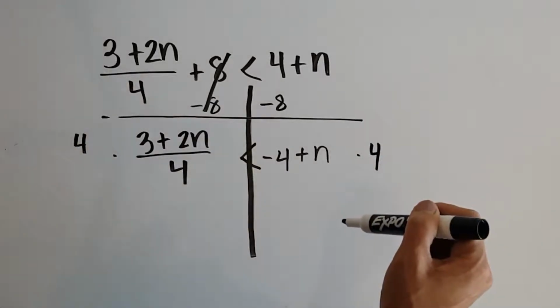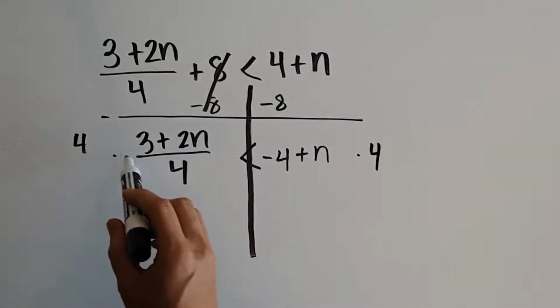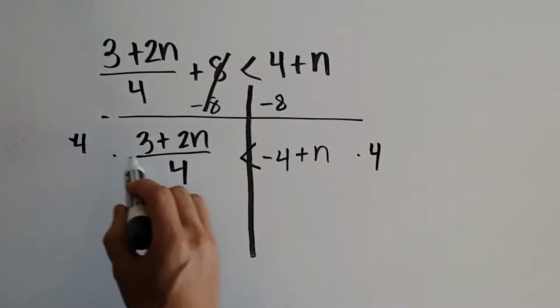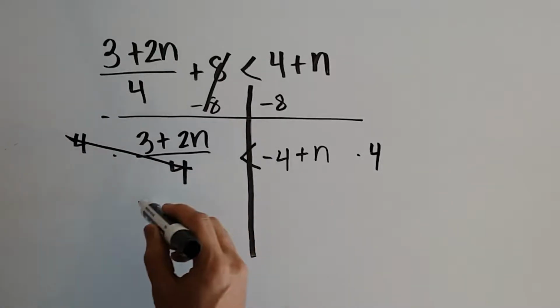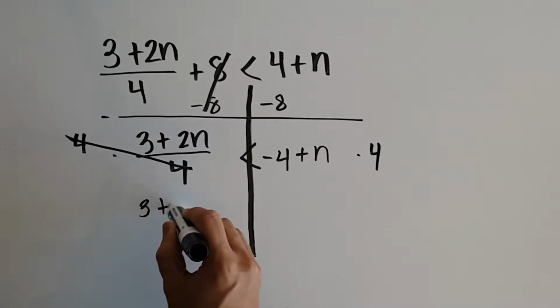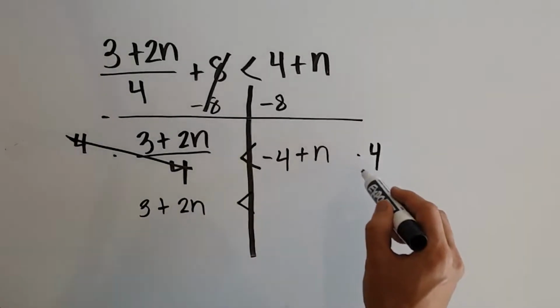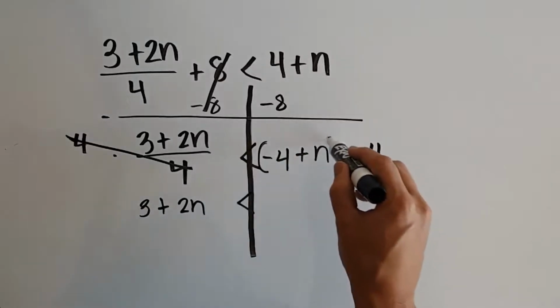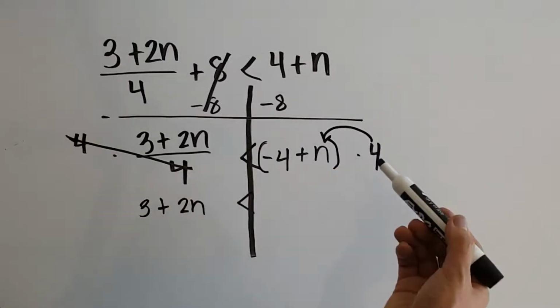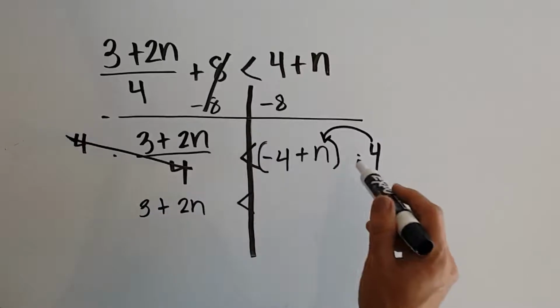This is where we have to be really careful though. On this side, when I multiply by 4, well, 4 divided by 4 is 1, so those cancel out. I'm left with 3 plus 2n is less than. On this side, though, I have to multiply everybody by 4. So we have to actually distribute, because there's more than one term, the 4 to both of them.